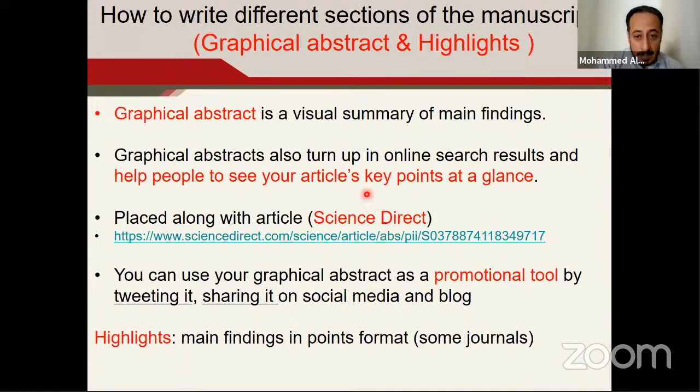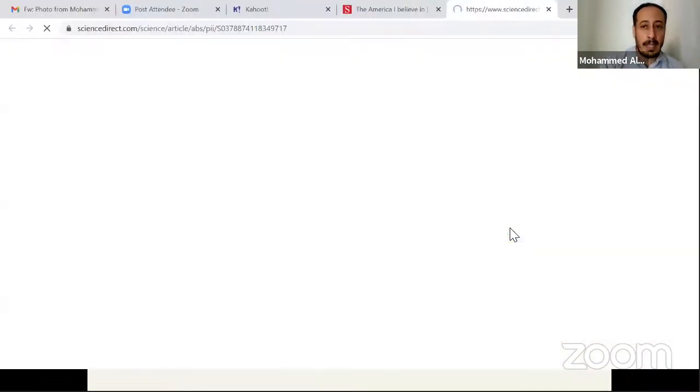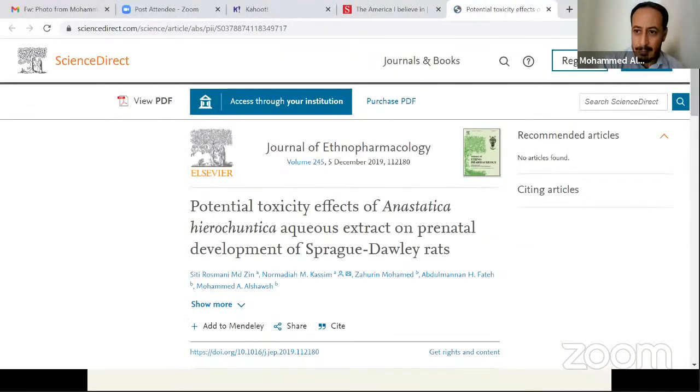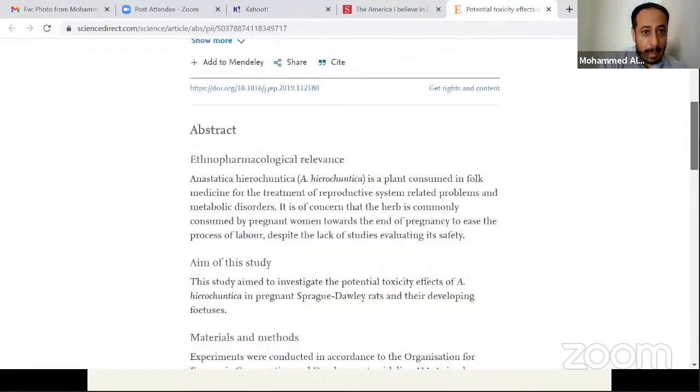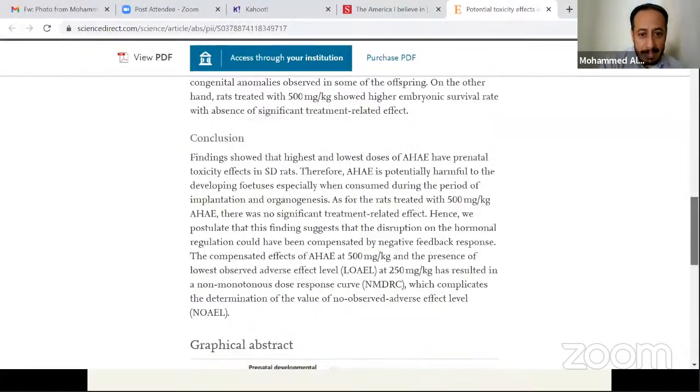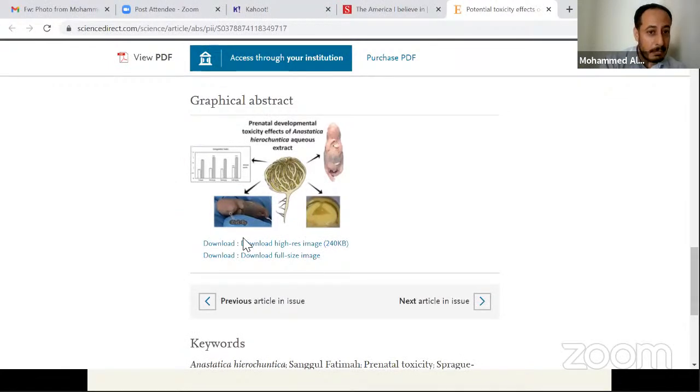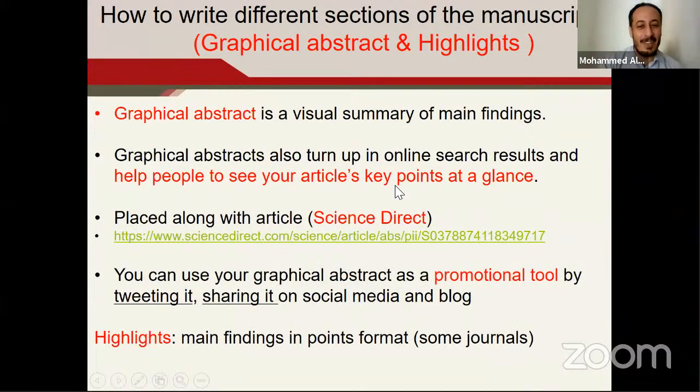So this is an example of a graphical abstract. It's one of our published articles. This is the abstract under Elsevier, and this is the graphical abstract. As you can see, it reflects some of the data, the methodology, everything. Let's go back. So you have to be creative when you design it, if the journal requests it.